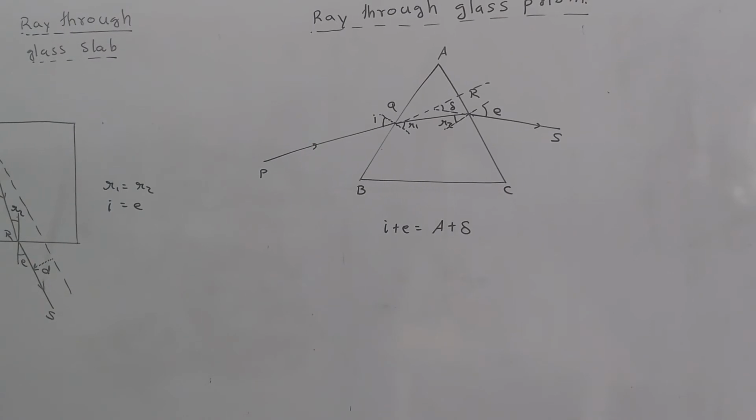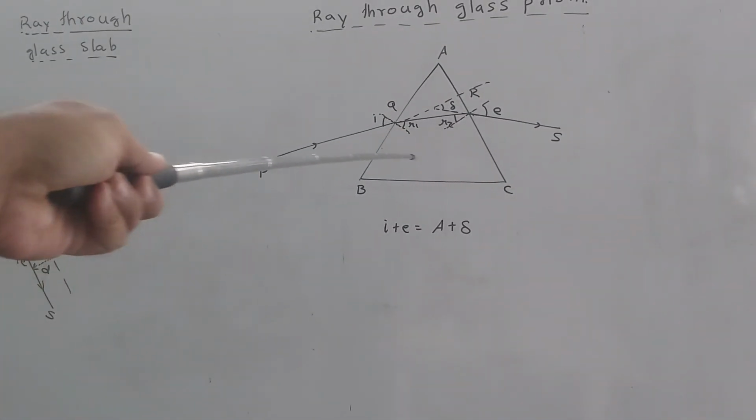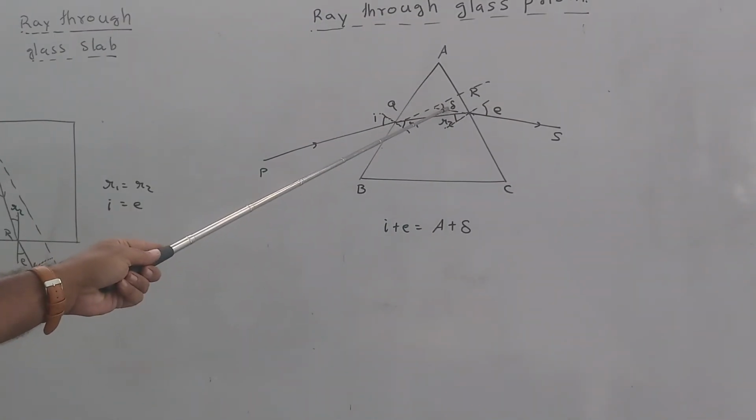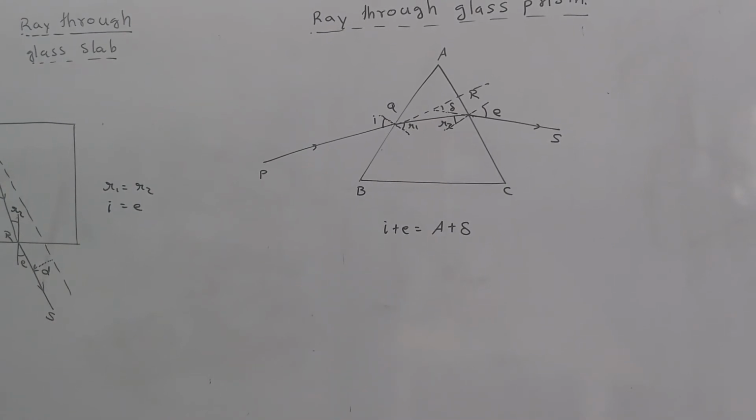This time it will not shift parallel to itself, but the deflection will be angular. The prism will turn the incident ray through some angle, and that angle is the angle of deviation, angle delta. This one is the angle of deviation. Got it?